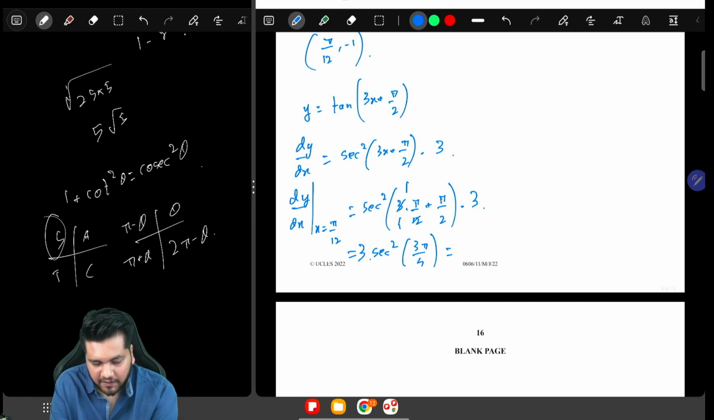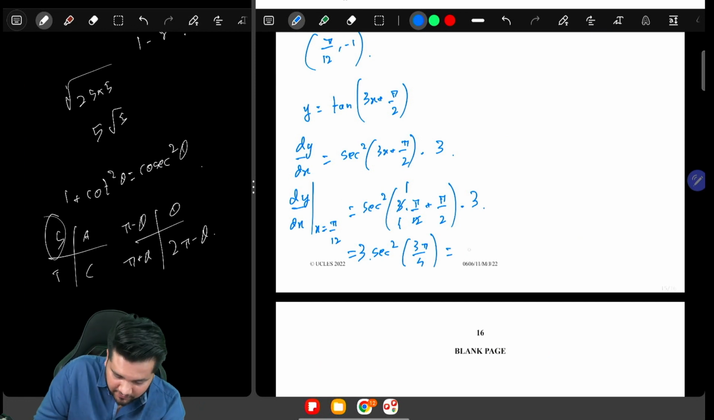It's π minus π/4. Obviously, sec is the reciprocal of cos. Cos of π/4 is 1 by root 2. That squared is 1/2, so the reciprocal here is going to be 2. So the gradient finally would be 6.